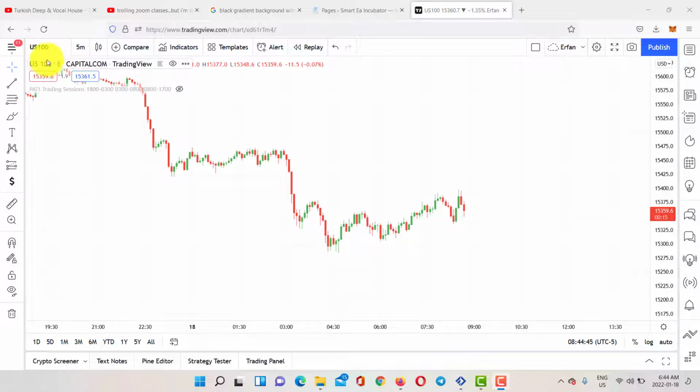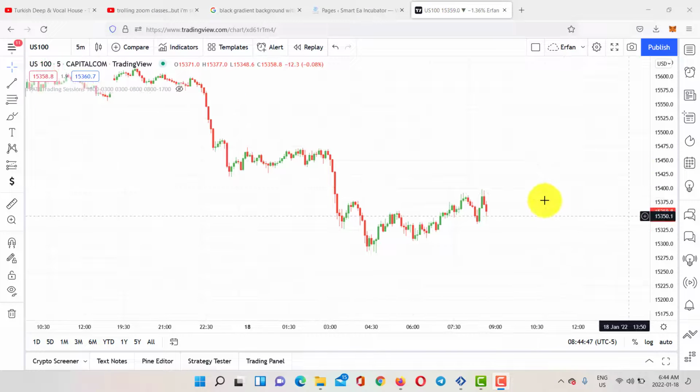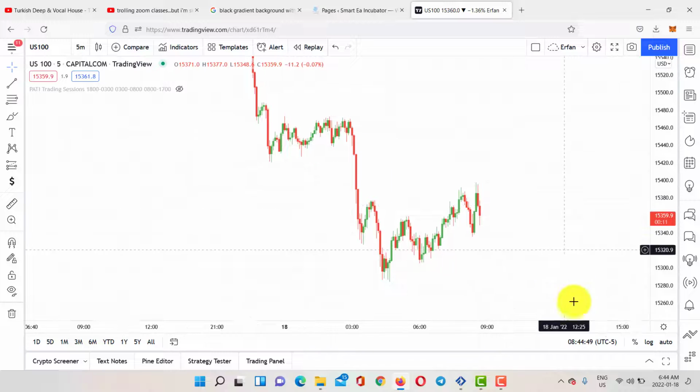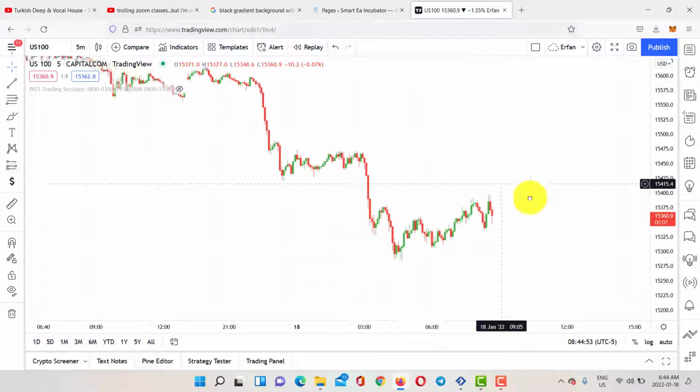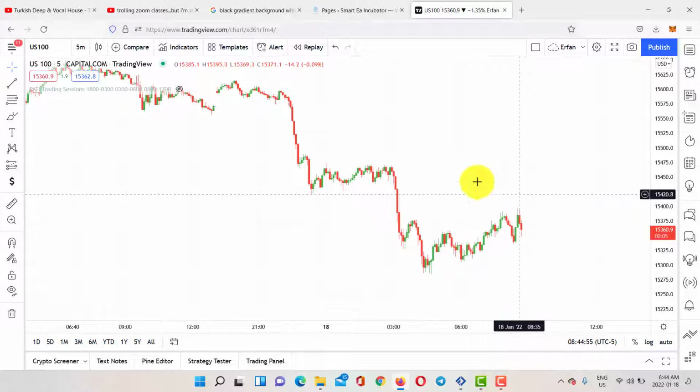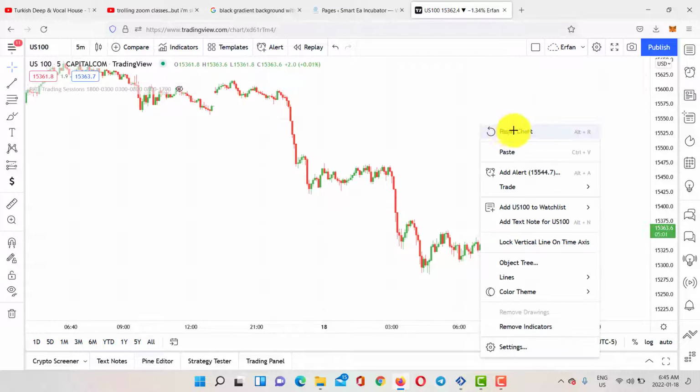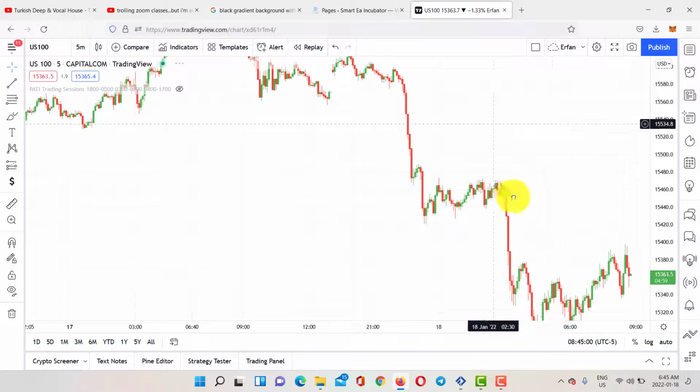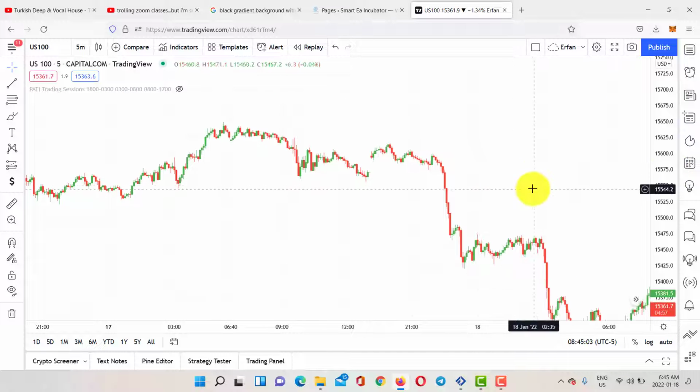As you can see, I'm in NAS 100, 5-minute time frame. I just literally woke up. It's 8:44 a.m. and the New York Stock Exchange market is opening in 45 minutes. So let's analyze the market together before it happens. And we're gonna start with NAS 100.